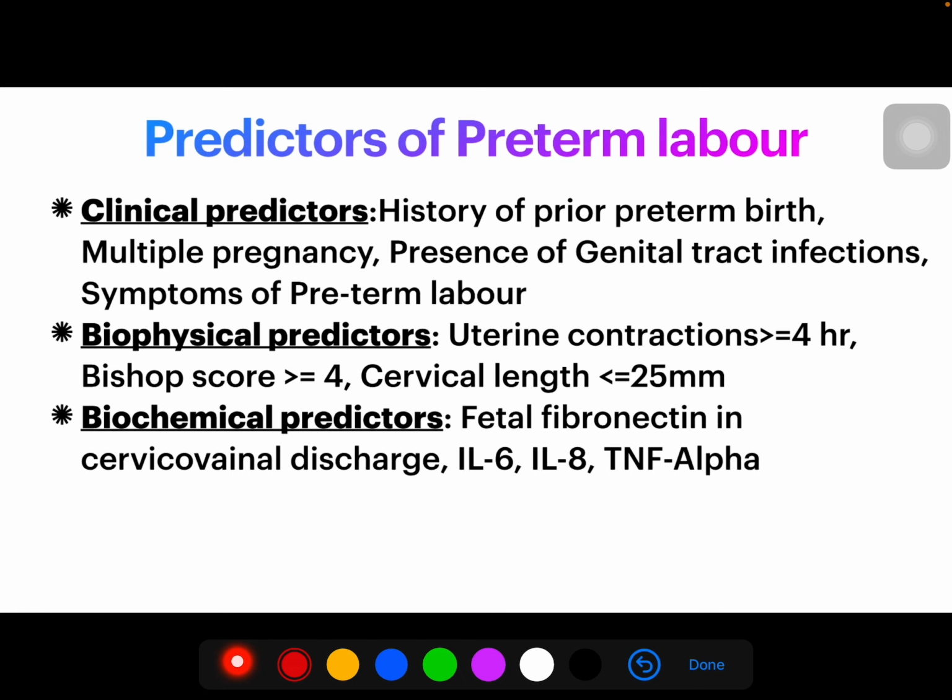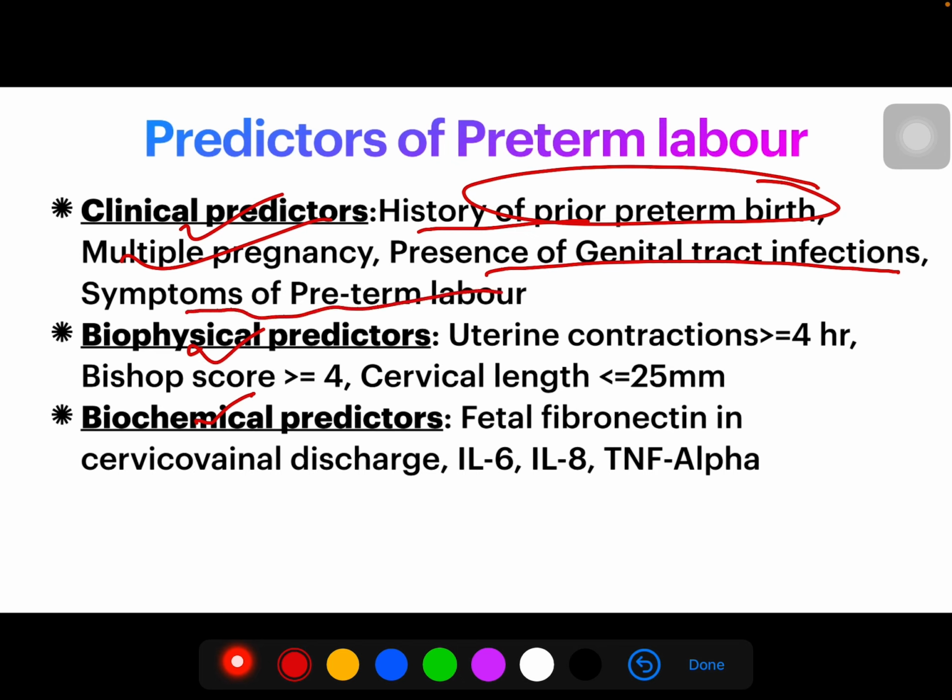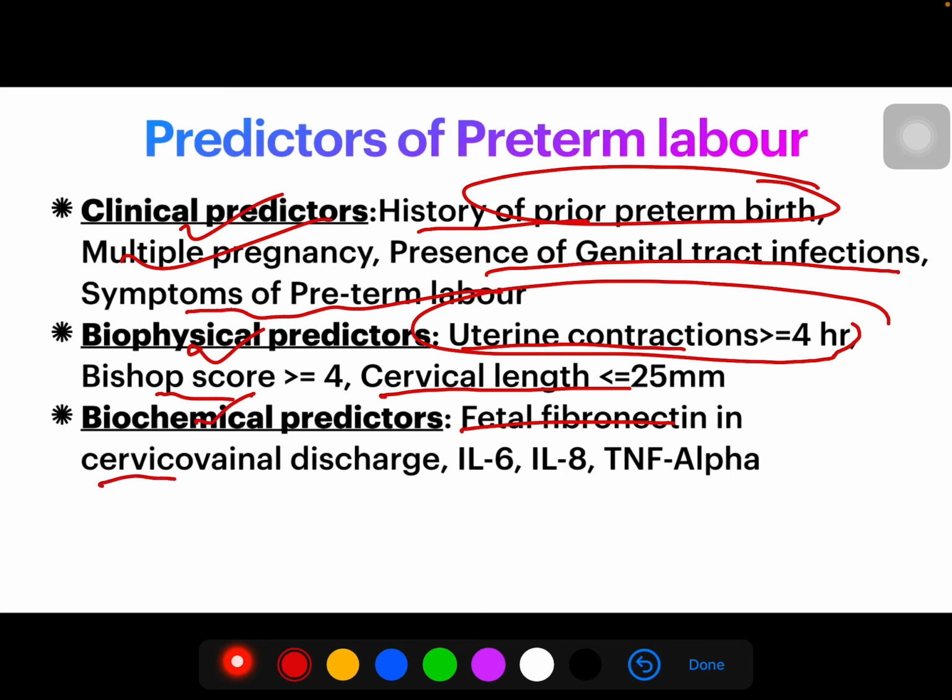For the predictors of preterm labor, they are divided into three: clinical, biophysical, and biochemical predictors. The clinical predictors are a history of prior preterm birth, which is important, which we have talked about earlier, multiple pregnancy, presence of genital tract infection, and symptoms of preterm labor. The biophysical predictors are uterine contractions greater than or equal to 4 per hour, Bishop score greater than or equal to 4, and cervical length less than or equal to 25 millimeters. The biochemical predictors are fetal fibronectin in cervicovaginal discharge, interleukin 6, interleukin 8, and TNF alpha.